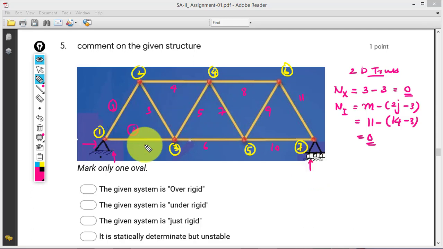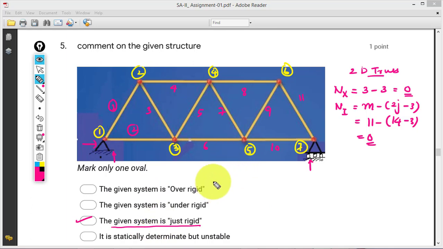That means external indeterminacy is 0 and internal static indeterminacy is also 0. Looking at the external support conditions, we have just the minimum number of reactions, which is 3. And looking at the internal indeterminacy of this frame, we have just the minimum number of members, 11, which is the minimum number required for the internal stability of the structure. So the answer to this question is that the given system is just rigid. This structure is statically determinate and stable, or in other words this system is just rigid.